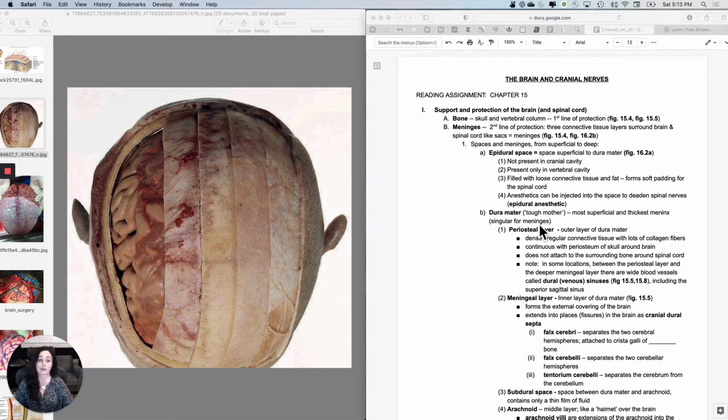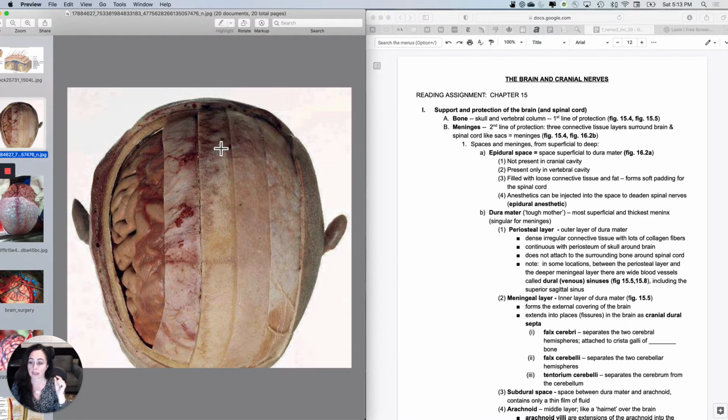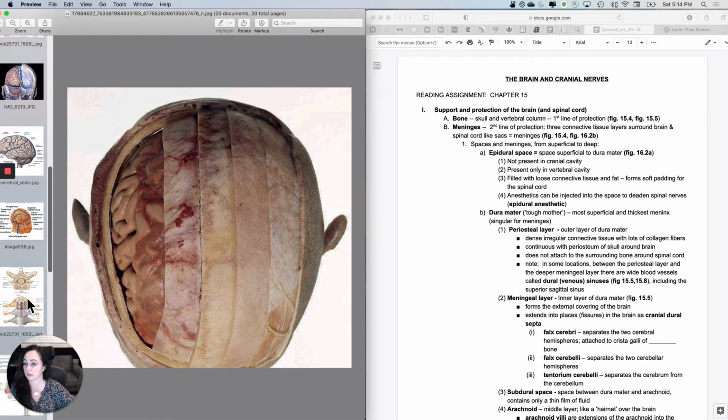So first thing that we're going to start out with before we get to the brain is all of the multiple layers of protection that are around the central nervous system, brain and spinal cord. So this rather strange and maybe disturbing picture is really showing you the layers of protection around the brain and the spinal cord. The very first layer of protection is this really thick cranium, the skull, and then of course also the vertebral column.